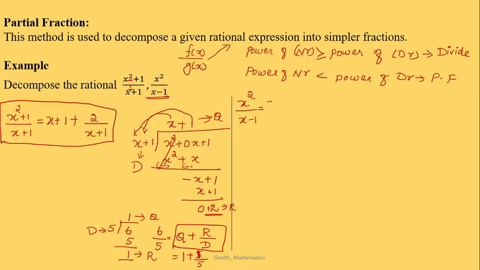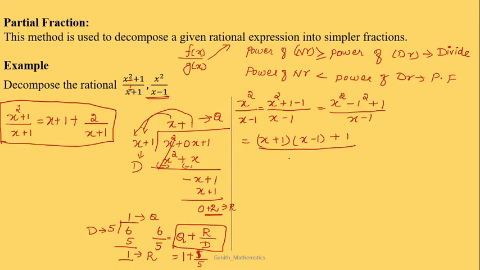See, I am explaining to you. So x square plus 1 minus 1 will not change the numerator value, right? Adding a constant to that particular term and subtracting the same term will not modify that function, divided by x minus 1. So this can be written as x square minus 1 square plus 1 divided by x minus 1, right? So this numerator will be x plus 1 into x minus 1, because a square minus b square, plus 1, divided by x minus 1.